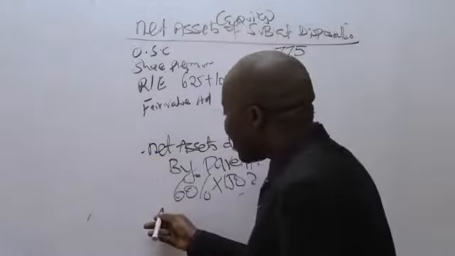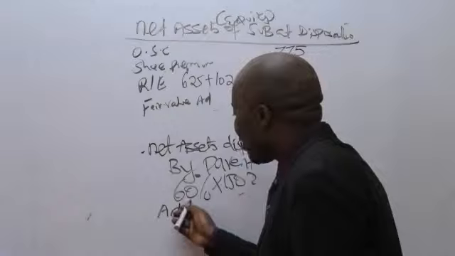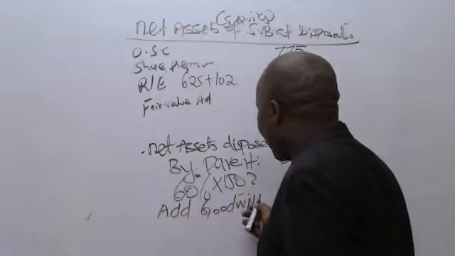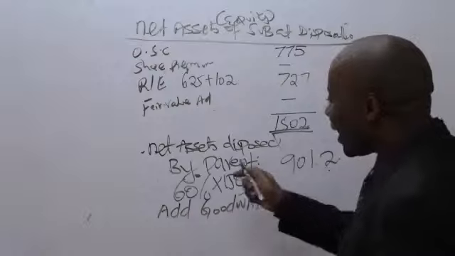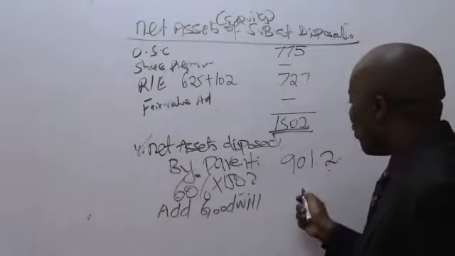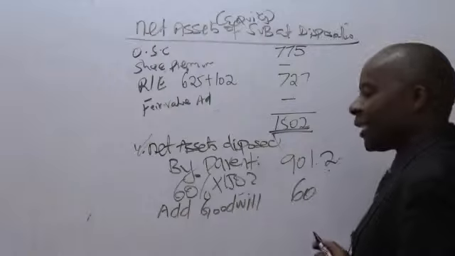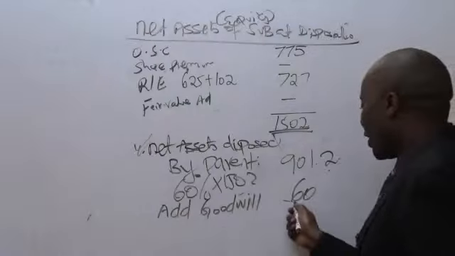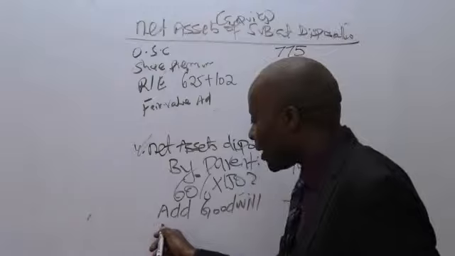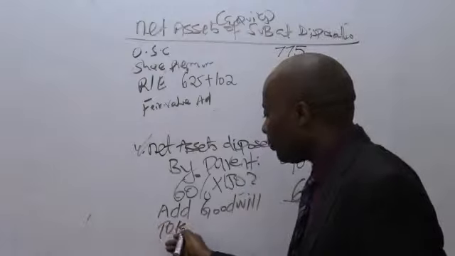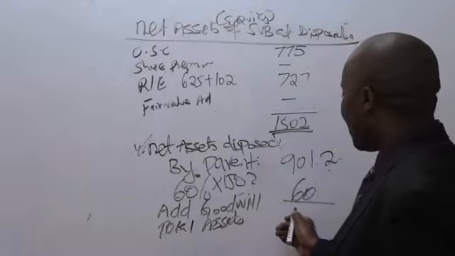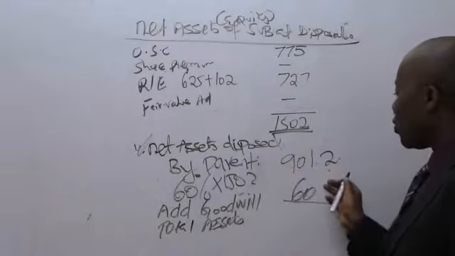These guys had an asset we call goodwill. So at the date of disposal, they had a different asset which is not here. They had an asset worth 60 called goodwill. So therefore the total assets disposed will be 901.2 plus 60.